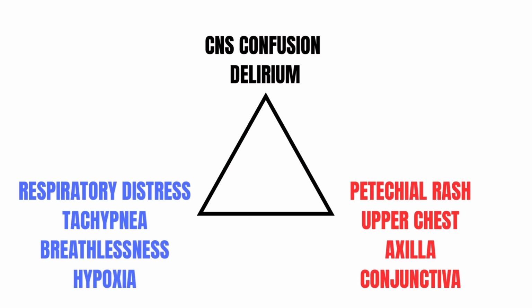And the classic triad you see in fat embolism syndrome is this. Whenever you see any of these things in the question, you have to simply go for fat embolism syndrome. CNS: confusion and delirium. Respiratory distress: tachypnea, breathlessness, agitation, hypoxia, all these things. And petechial rash, mainly in the upper chest, axilla, and conjunctival region.